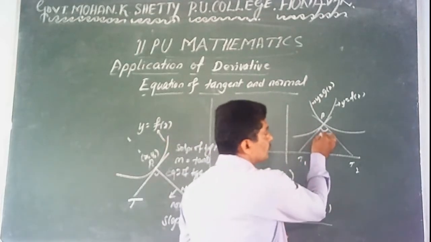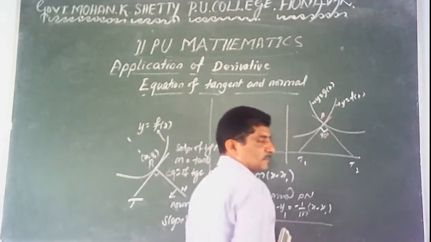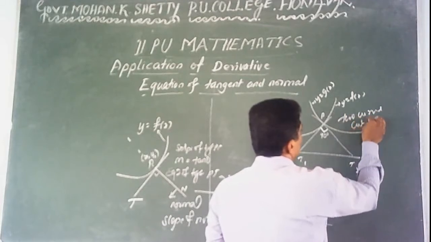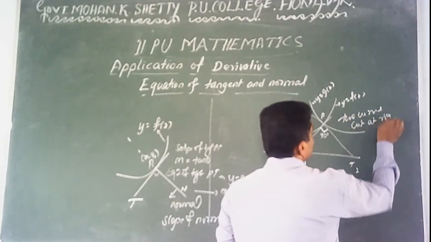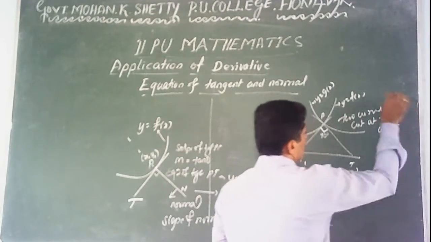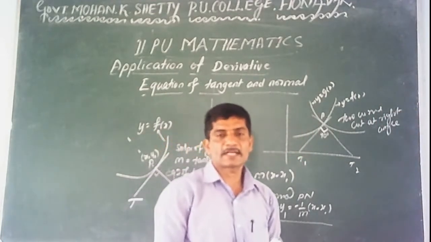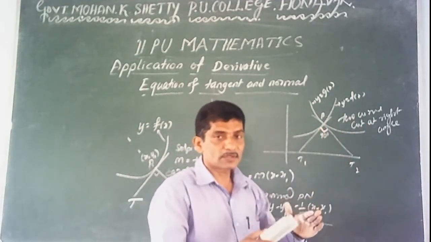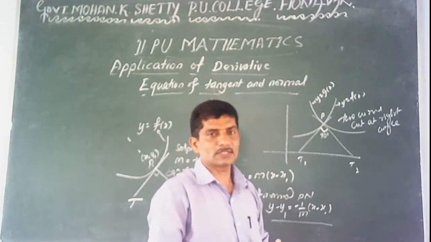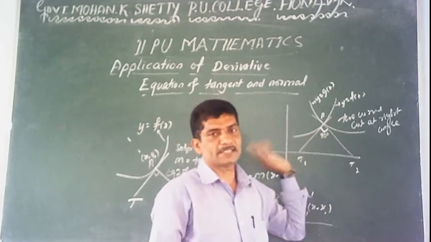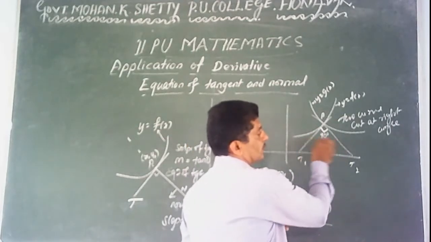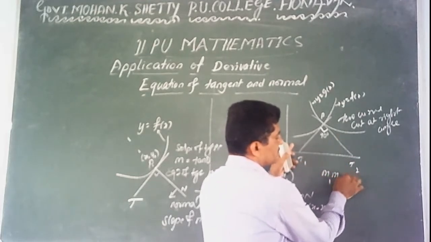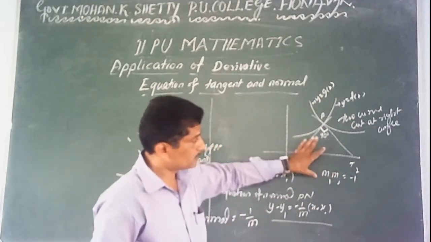Suppose this angle between these two curves is 90 degrees, then you say that the two curves cut at right angle, or they are orthogonal curves, or cut at right angles or perpendicularly. Orthogonal curves mean the angle between the two curves is 90 degrees. It means these two tangents are perpendicular. The slope of the first tangent and the slope of the second tangent, their product is always equal to -1. This one is the geometrical.